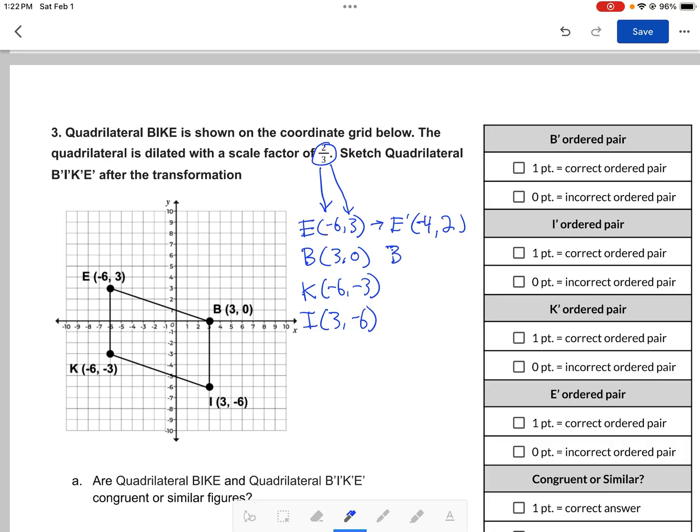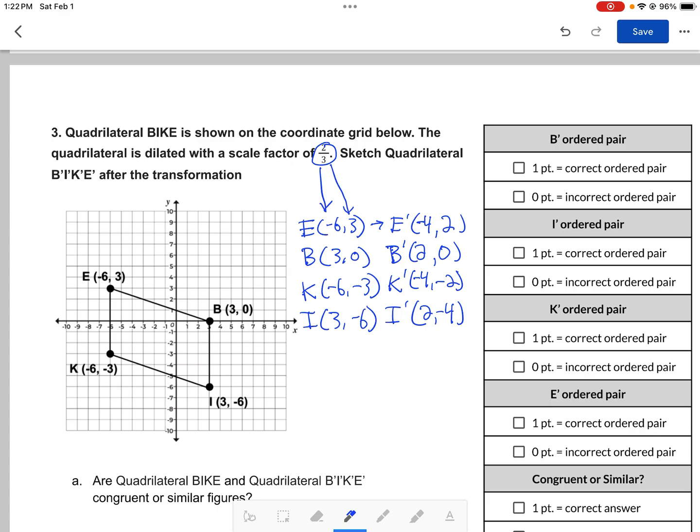For B prime, remember that prime means the new coordinates. 2/3 times 3 is 2, and then 2/3 times 0 is 0. For K prime, 2/3 times negative 6 is negative 4, and then 2/3 times negative 3 is negative 2. And then lastly, I, 2/3 times 3 is 2, and 2/3 times negative 6 is negative 4.